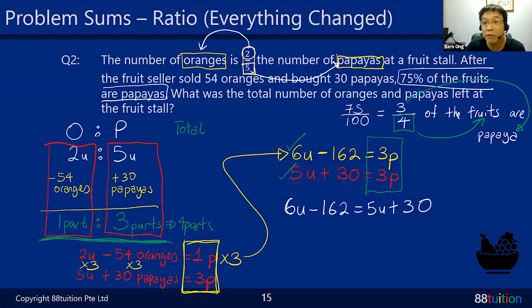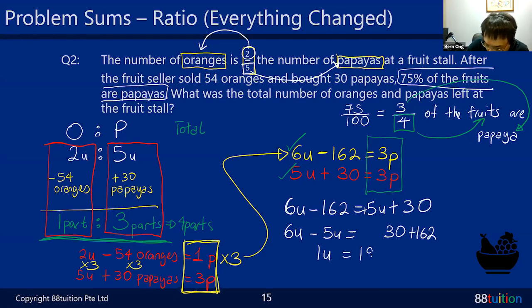So who is heavier? 6 unit is heavier. In front here is a plus, you bring across the equal sign, minus 5 units. Who is left on the other side? 30. Minus belongs to 162, bring across to the other side, plus 162. And yes, Freedom, you are right. 1 unit is equal to 192.